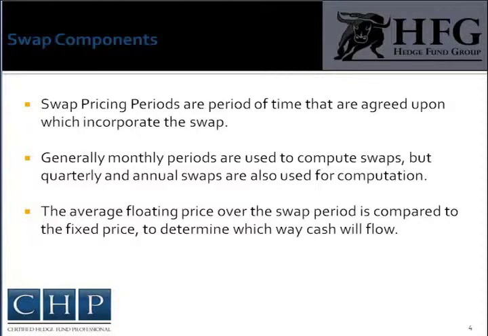The average floating price over a swap period is compared to a fixed price to determine which way cash will flow. If the fixed price is lower than the floating price, the fixed price payer receives the difference. The notional quantity is the volume of the commodity used to determine the notional value of the swap.